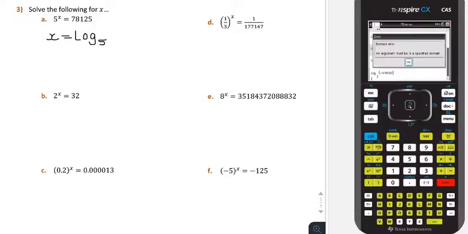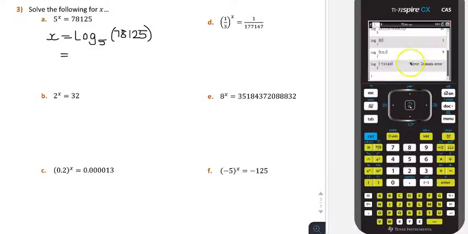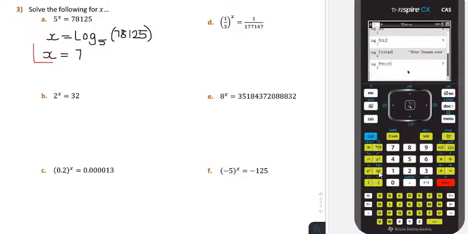Now this goes back to the very first principles, where if you log both sides by log base 5, the log base 5 of 5 will cancel out, leaving the x, which means that this side of the equation will just be log base 5 of 78,125. This is something we can put into the calculator and we'll get out the result of 7. So x in this particular case is 7.